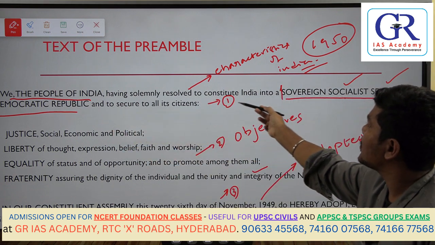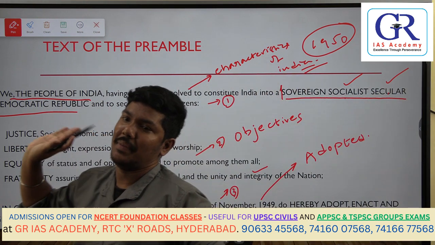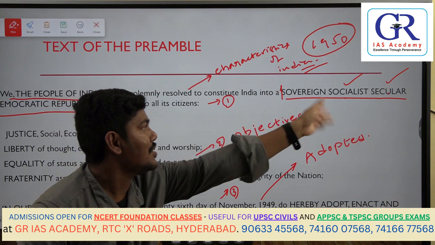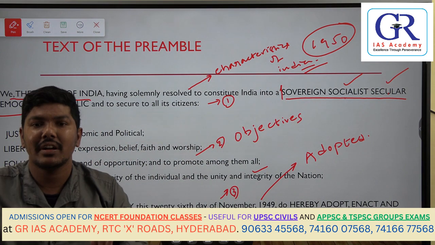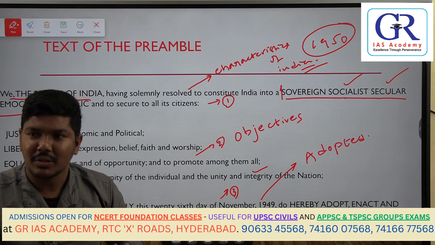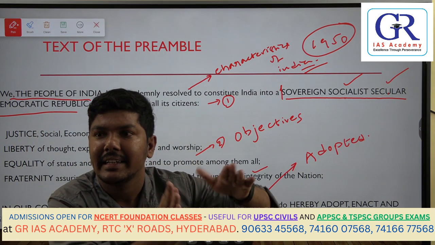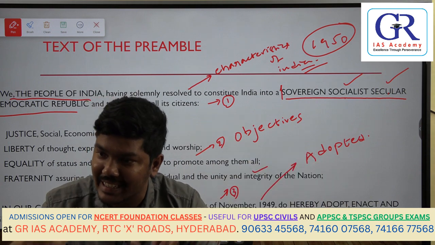We the people of India, having sovereignty to constitute India into a sovereign, democratic republic. That's so. There are no words called socialist and secular. This was later added through the 42nd Constitutional Amendment Act 1976. So the question will be, what is the exact constitutional status in the year 1950 of our country?